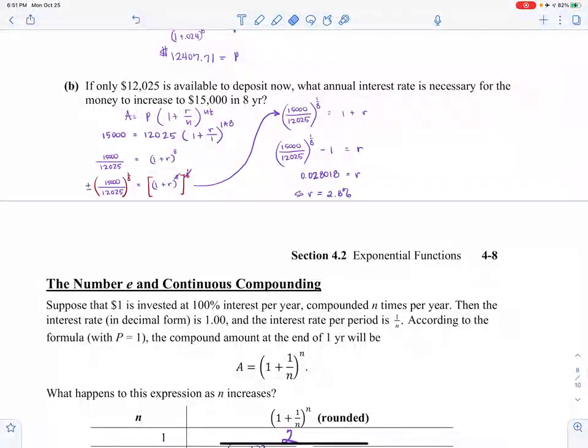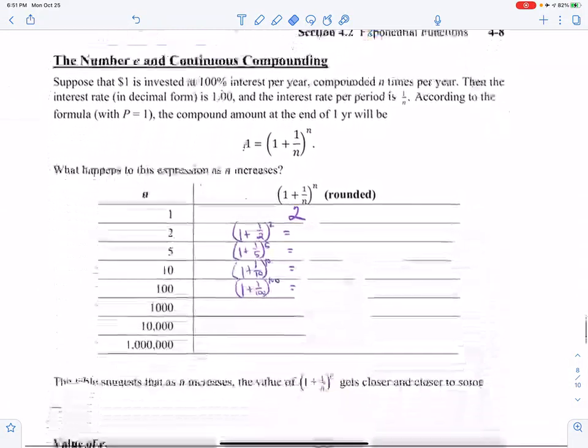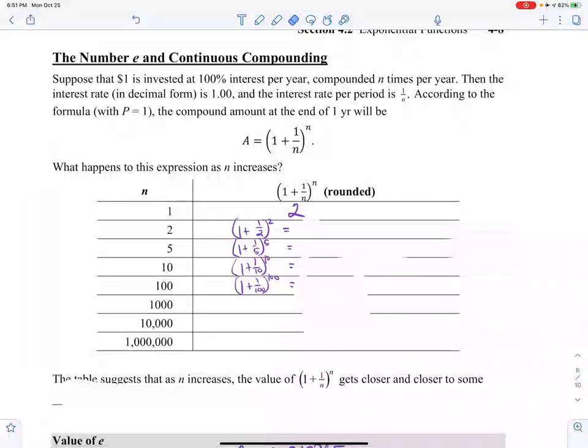To get that $15,000 in 8 years. All right, so the next thing that I want to look at is this number called E. And what we're looking at is they give us a hypothetical question. It says, suppose a dollar is invested at 100% interest per year. And let's compound it n times per year. And the interest rate, because we're writing it as a decimal, when you write 100% as a decimal, that's 1.